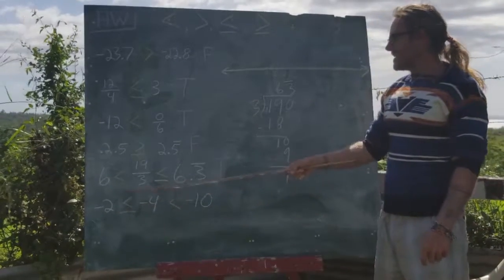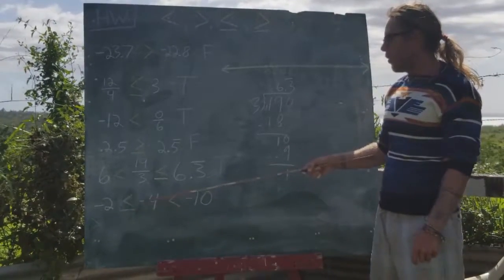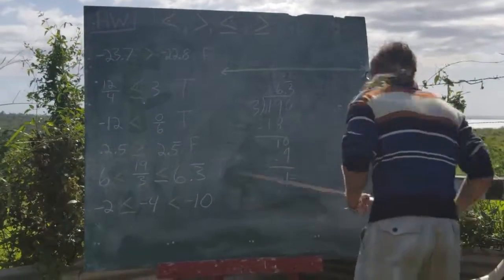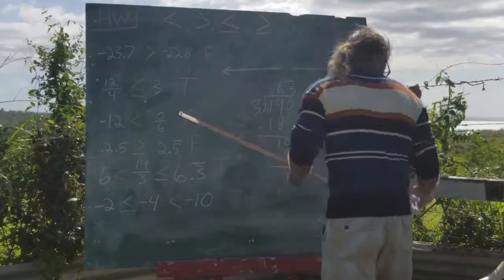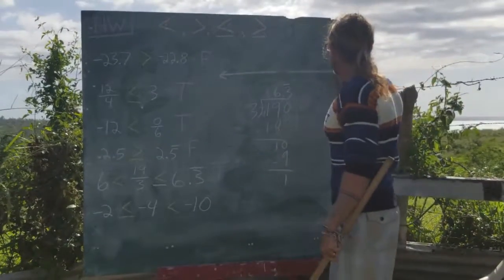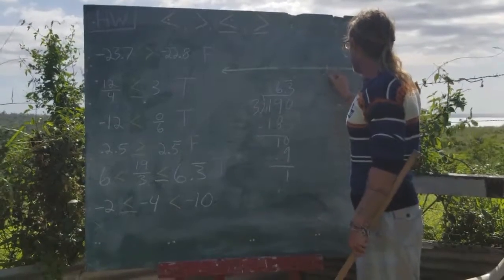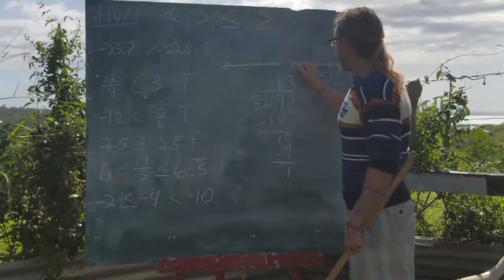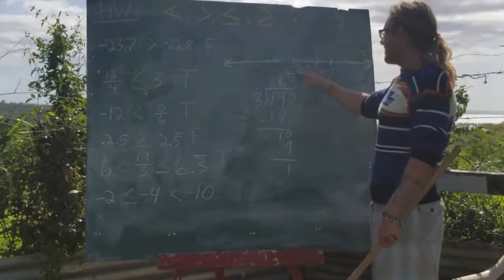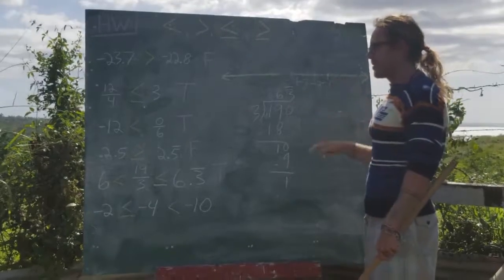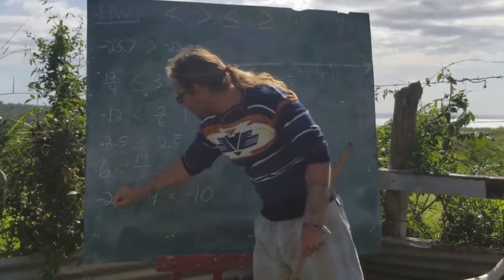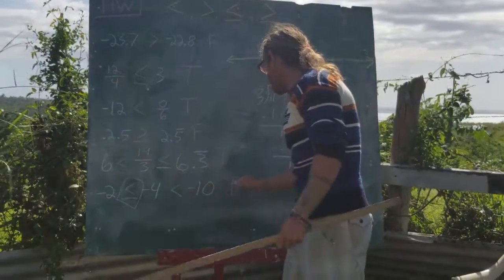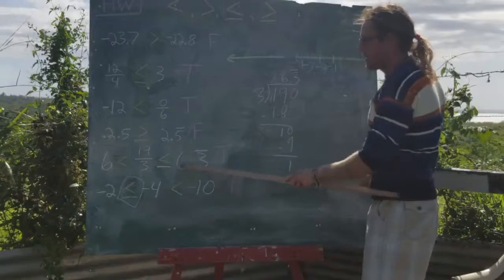-2 is less than or equal to -4. Ooh. No, remember, if this is our number line, if this is 0, let's count backwards using integers. -1, -2, -3, -4. -2 is to the right of -4. -2 is greater than -4. So right away, this portion is not true. This is false. But just for practice's sake, let's check out the second relation.